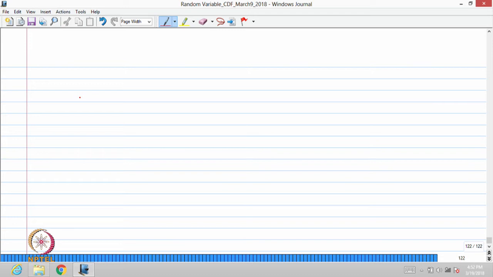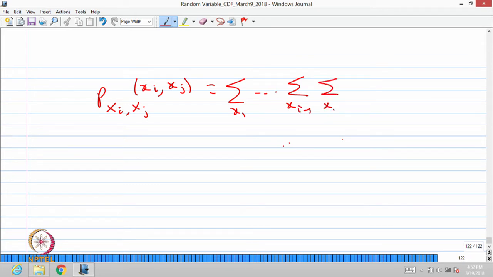From the joint probability mass function of n-dimensional, I can find the joint distribution of xi and xj by summing over x1 to xi minus 1, xi plus 1, xj minus 1, xj plus 1 till xn of the joint probability mass function of x1 to xn.